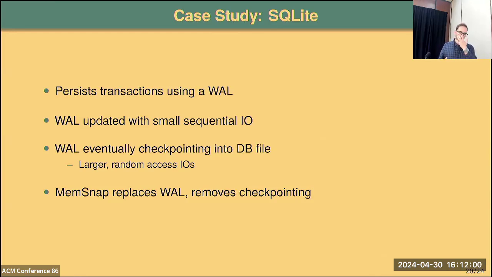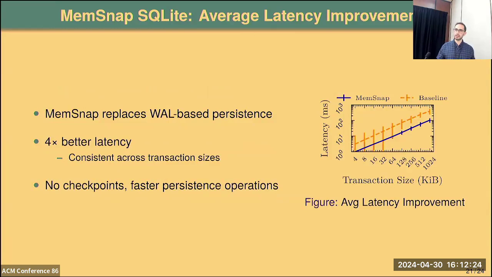In that case, we update the main database file with the new data and flush it out with a large random I/O called a SQLite checkpoint. Instead, with MemSnap, we replace this write-ahead log with in-place modifications followed by a MemSnap persist. This also means that we can remove the SQLite checkpoints from the code base. The end result is that we get 4x better latency for persisting transactions over the baseline.